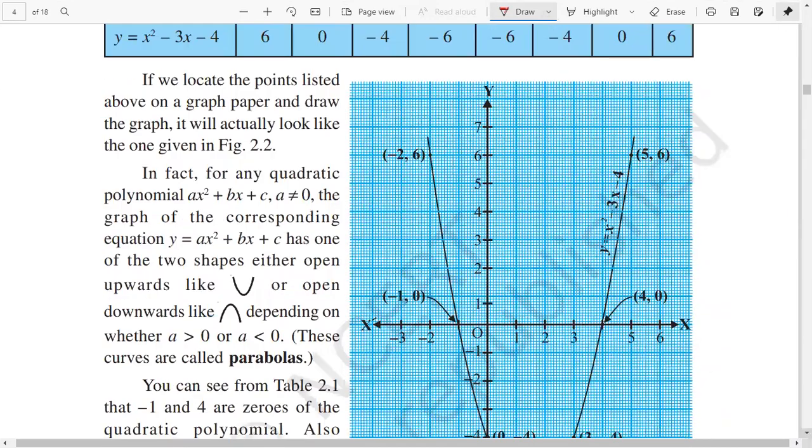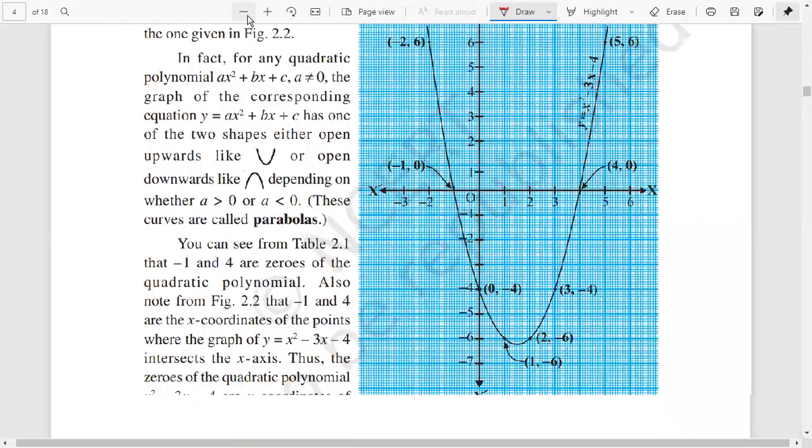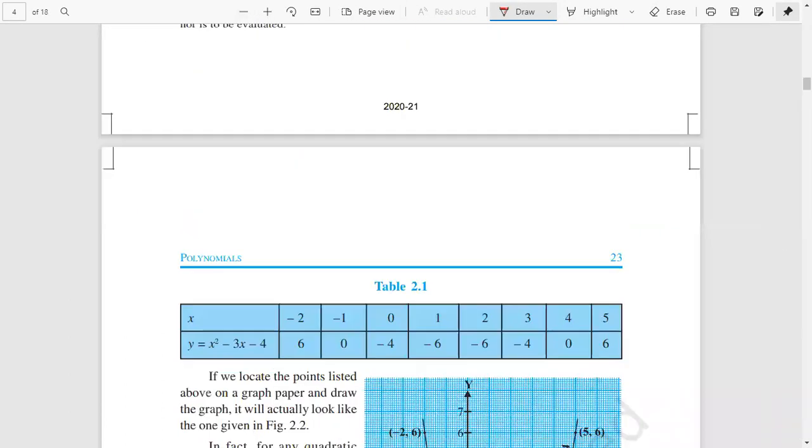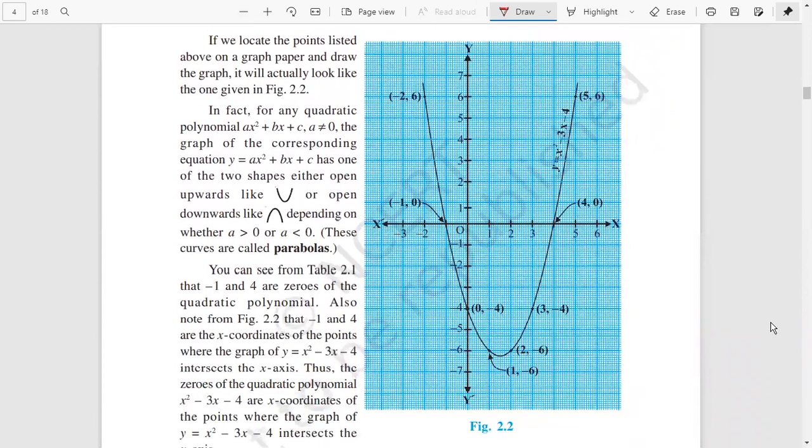Suppose we have one parabola here. You can see from the graph that we have one big parabola, and here how many zeros? One second. How many zeros? Two, because it is cutting the x-axis at 2 points. Always see the x-axis, not the y-axis.